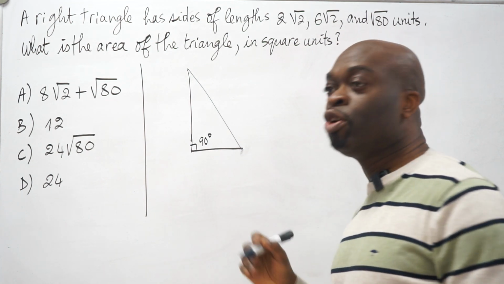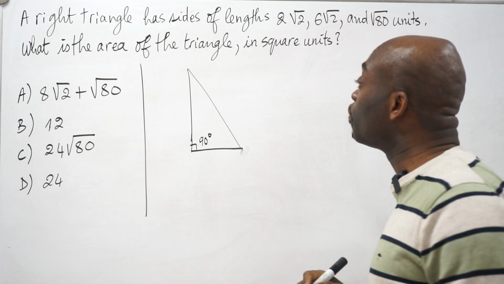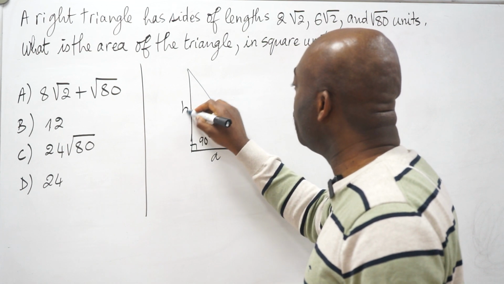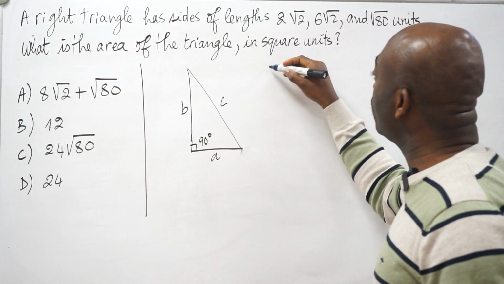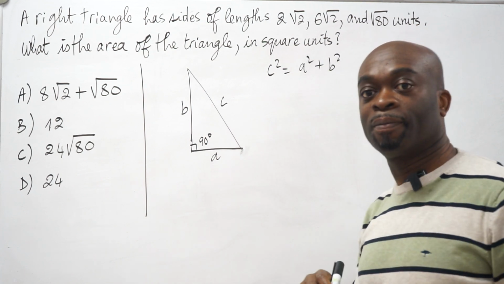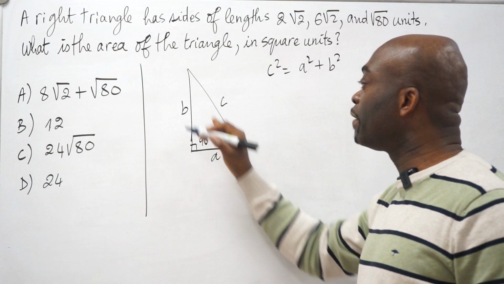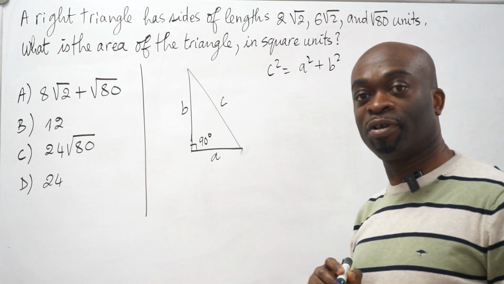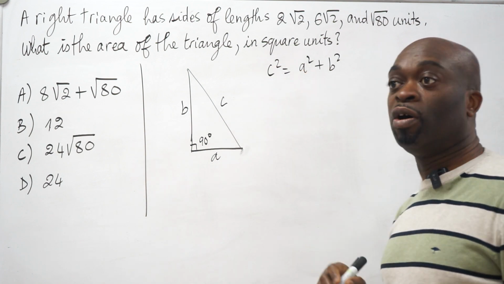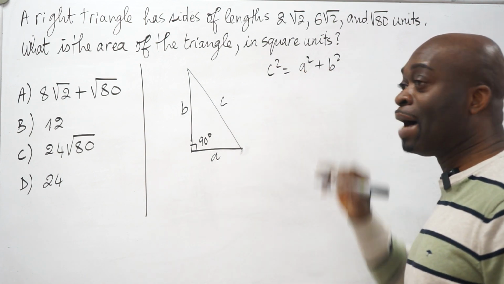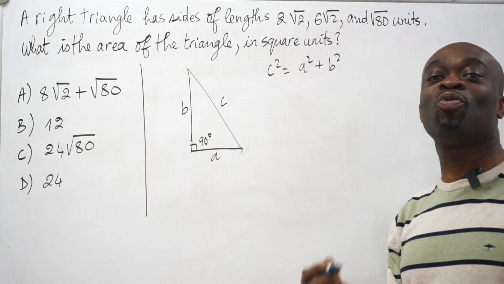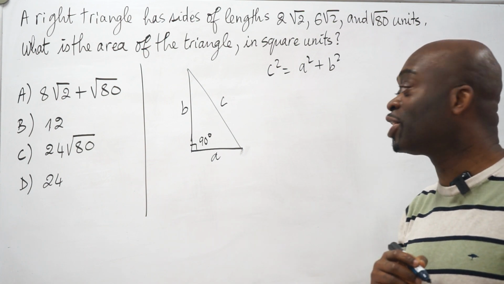Okay? So now what do we know about a right triangle? If we call this side A, B, and C, correct? We know that C squared equals A squared plus B squared. So we have the hypotenuse, the opposite side, and the adjacent, correct? The hypotenuse squared is equal to the square of the adjacent plus the square of the opposite side. So we have three sides here. Which one is which? That's actually where the question belongs.